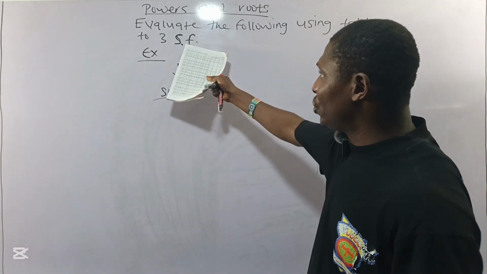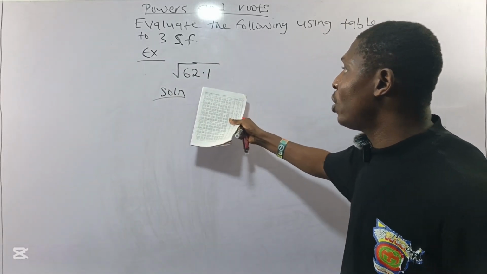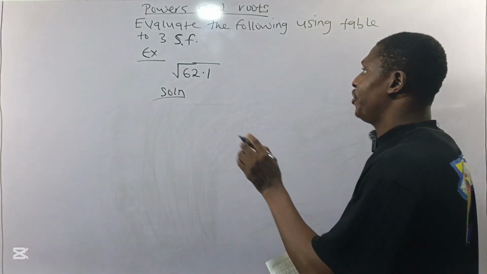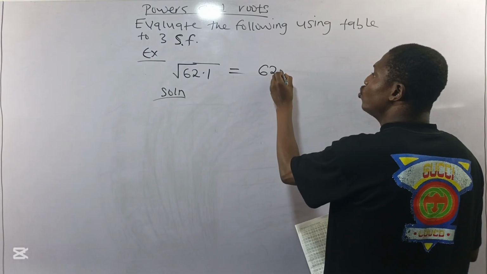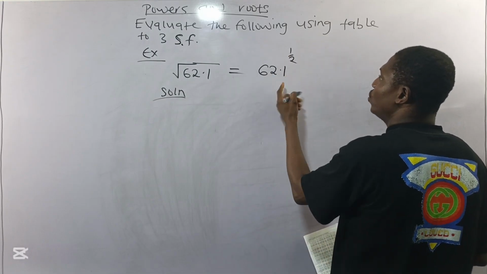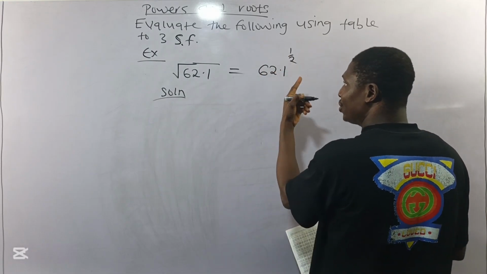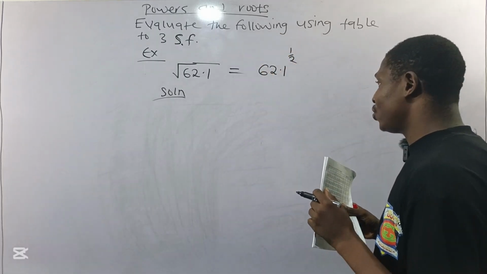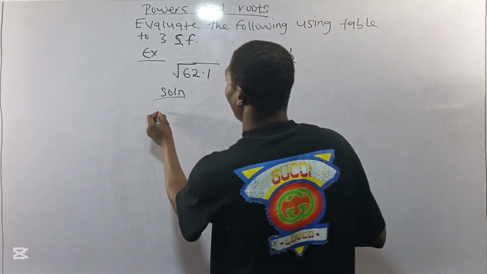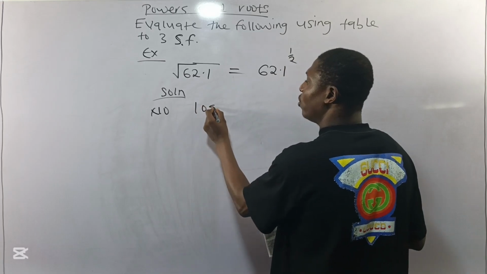But to evaluate this to 3 significant figures also, square root of 62.1. Remember that square root of this is the same as having it as 62.1 raised to power 1 over 2. So the bottom is root, and root is to divide, while anything multiplied by 1 will still give you the same value. So we have our number and we have our log.